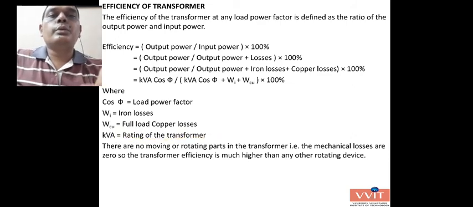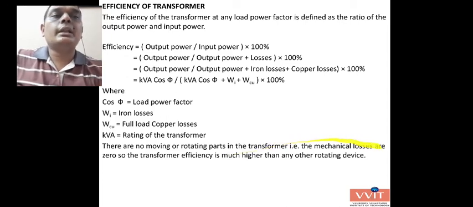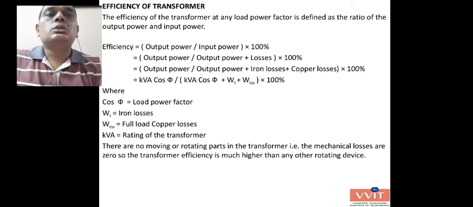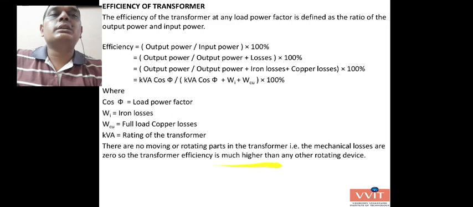There are no moving or rotating parts in the transformer. That is, we do not have mechanical losses in a transformer. Compared to machines, a transformer has a high efficiency. So transformer efficiency is much higher than that of any other rotating machine.